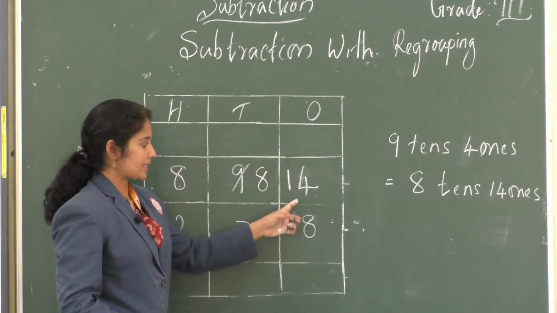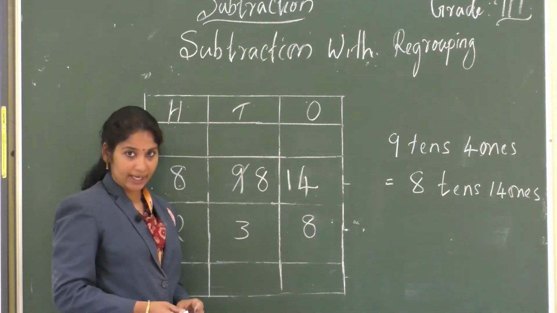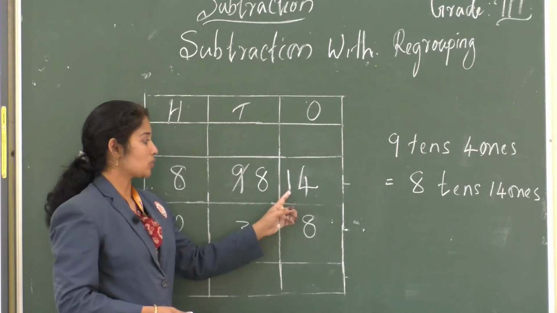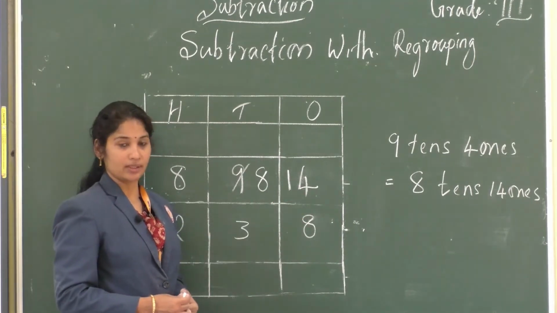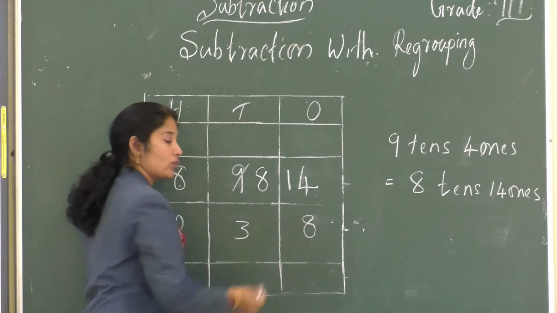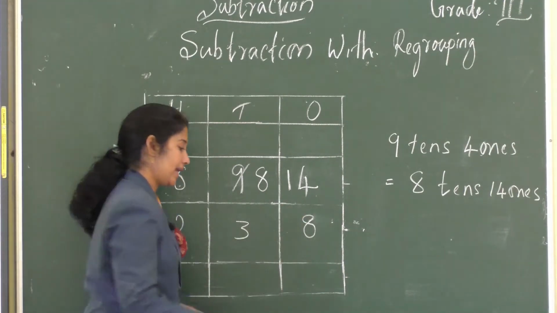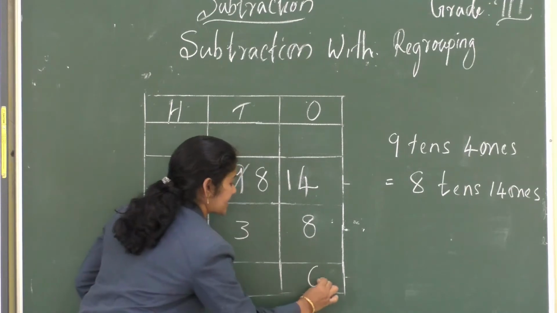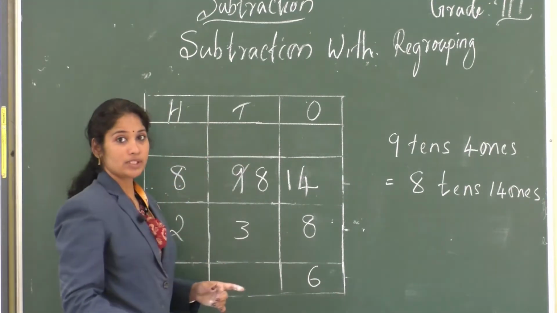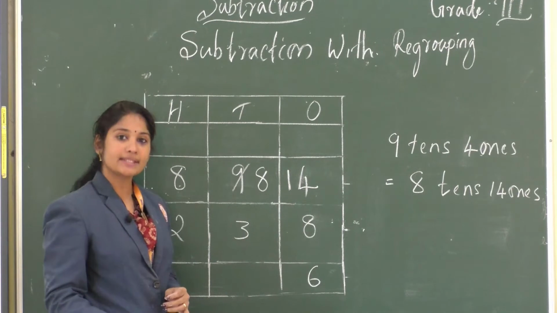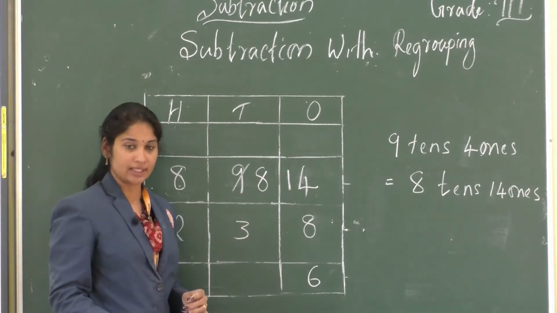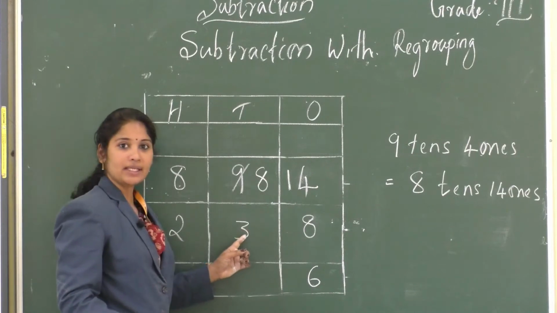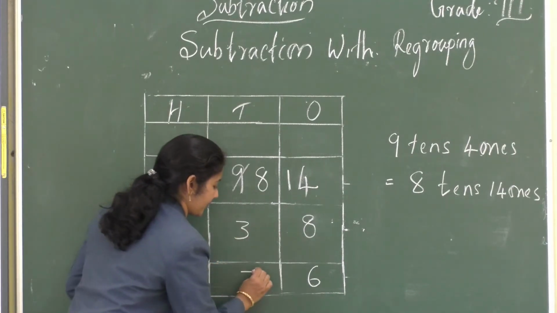So, ones place now 14 and 8. We have to subtract 8 from 14. What we will get, 14 minus 8? Yes, 6. Now we have to subtract which place? Tens place. We have 8 and 3. So 8 minus 3, 5.